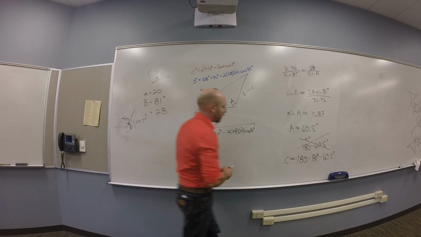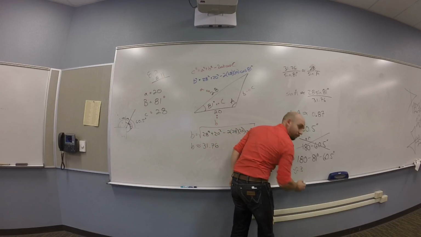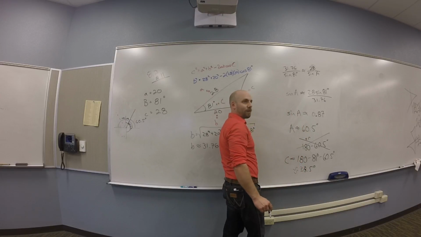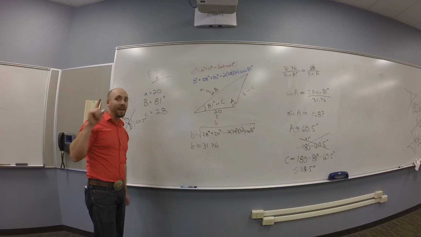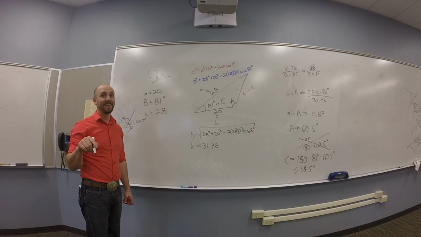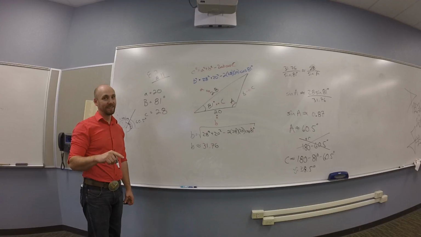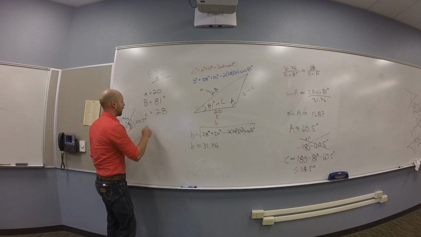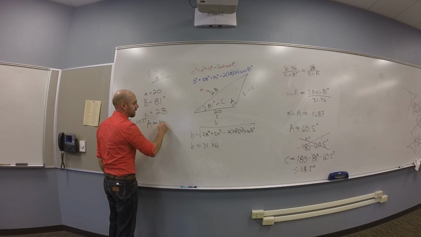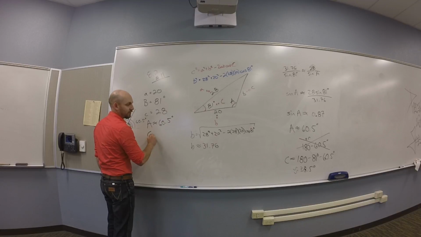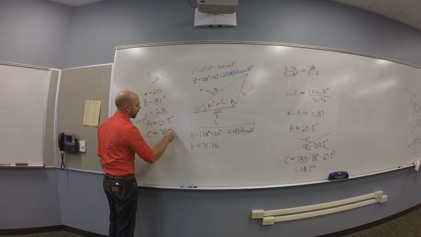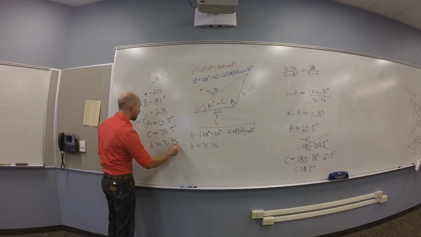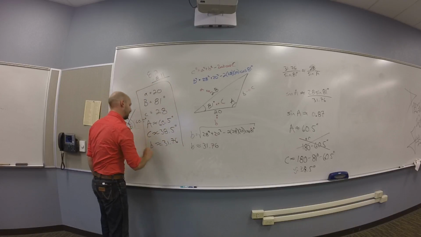So in the end here you get 38.5. So in the end, you have a is 20, c is 28, B is 81 degrees, A is approximately 60.5 degrees, C is approximately 38.5 degrees, and lowercase b is approximately 31.76. Woohoo. Cool?